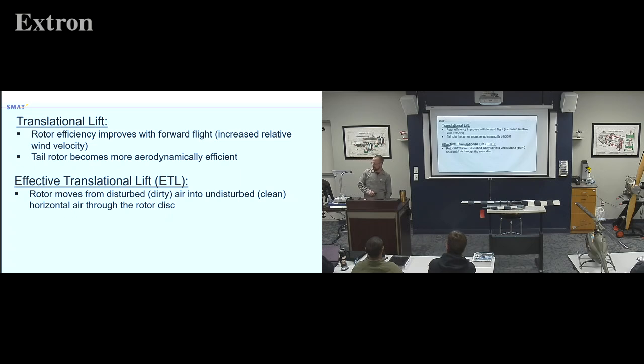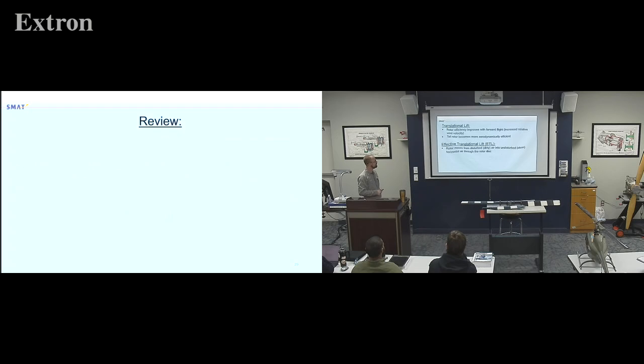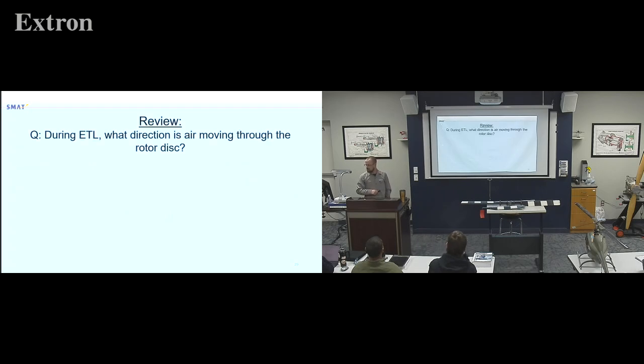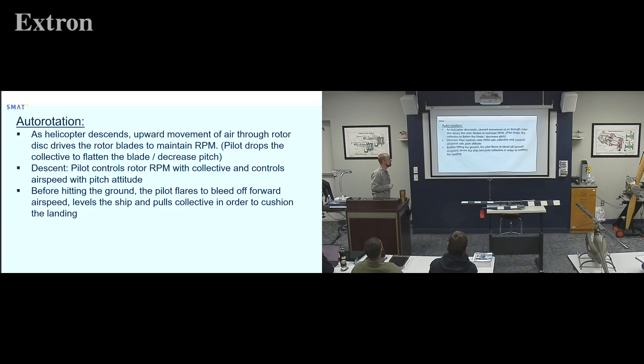Air flows horizontally through a main rotor. It's not perfectly horizontal, it's like this. Okay. Here in ETL, what direction is the air moving through the rotor disc? Which direction, vertical or horizontal? Horizontal, good. Autorotation, because that's cool, right?